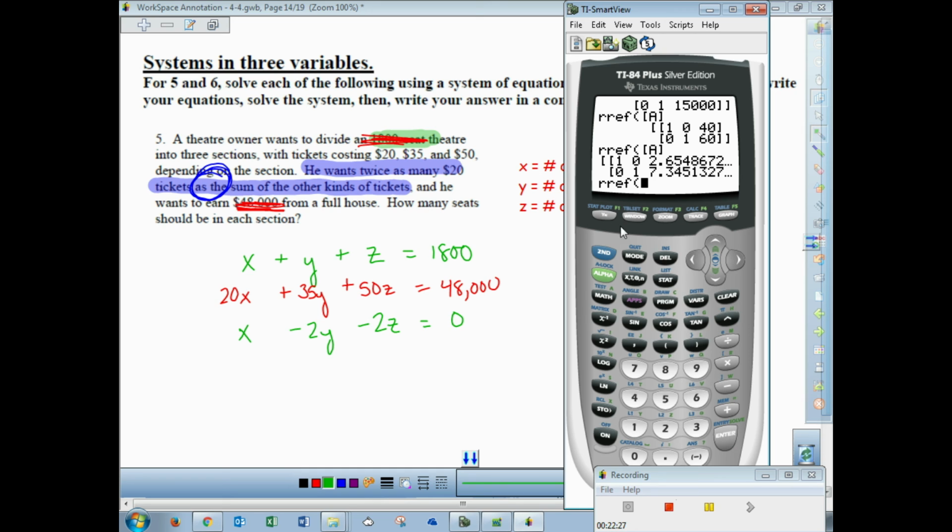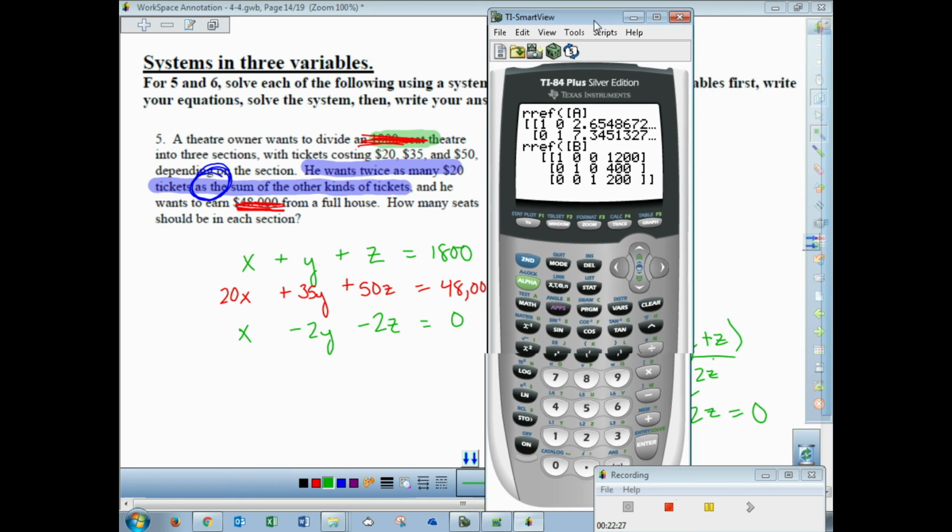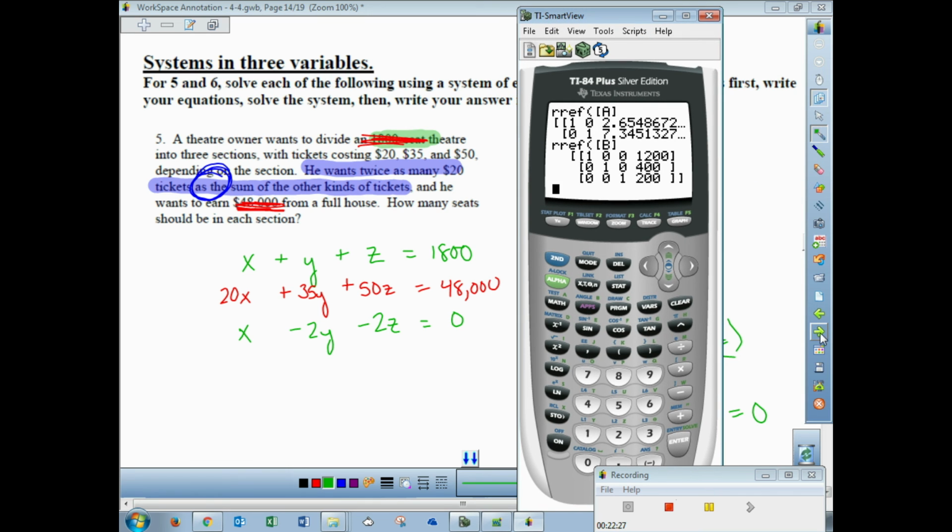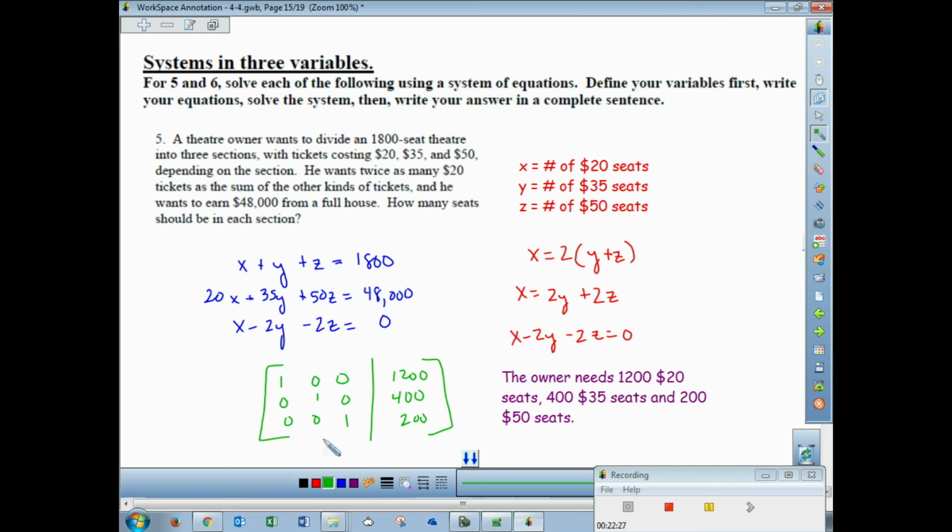And now I want to tell it which matrix to do that on. So go back to second matrix, then scroll down and select matrix B, and boom, there he is. There is our solutions matrix. You can write it down and then answer the question in that situation. So there's my solutions matrix, nice and neat right there.